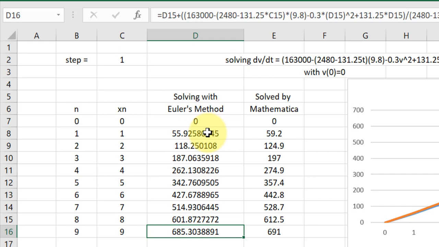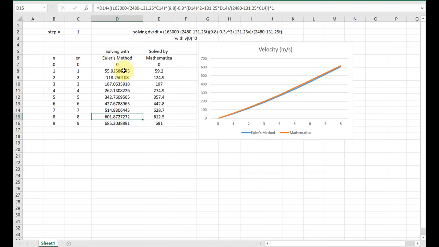So I'm pretty confident that I put it into Excel accurately and correctly, because I'm getting the same result that I did from Mathematica, and they agree all the way through the 9 seconds. The graph really clearly shows that they are very, very similar curves.